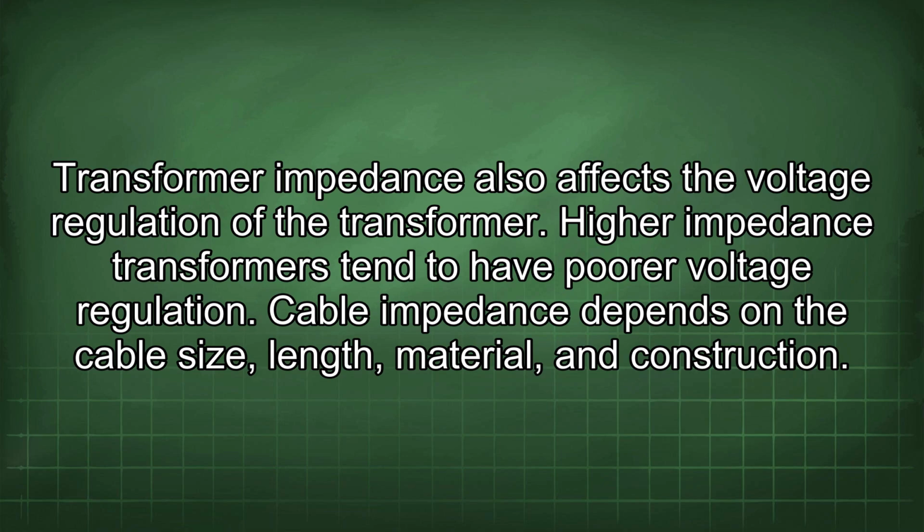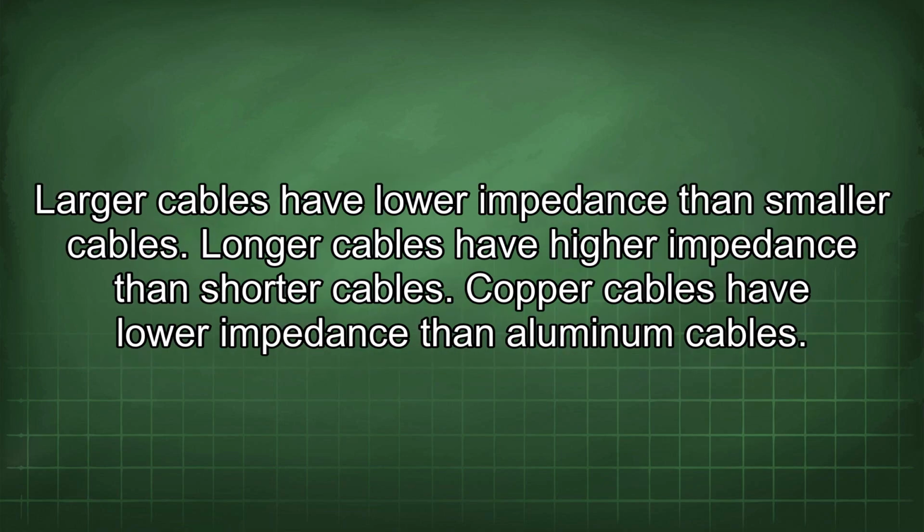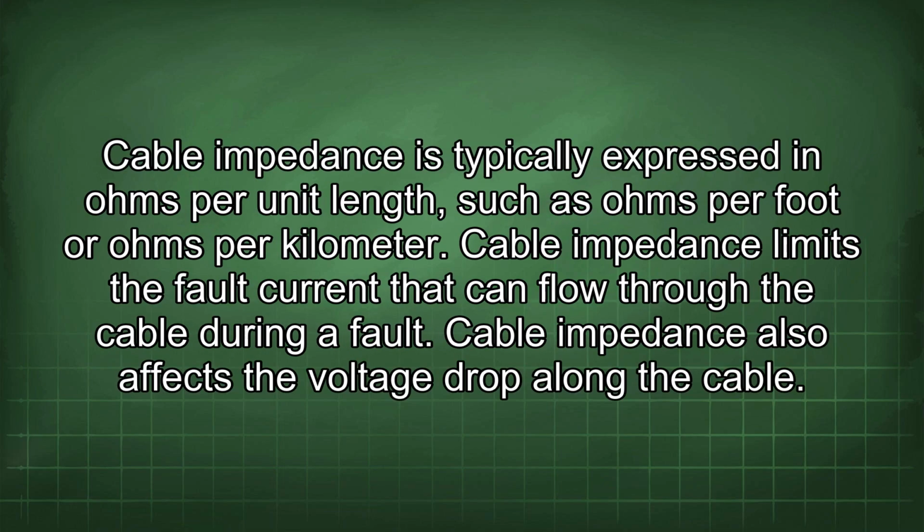Cable impedance depends on the cable size, length, material, and construction. Larger cables have lower impedance than smaller cables. Longer cables have higher impedance than shorter cables. Copper cables have lower impedance than aluminum cables. Cable impedance is typically expressed in ohms per unit length, such as ohms per foot or ohms per kilometer.